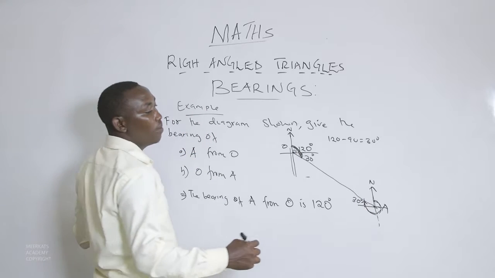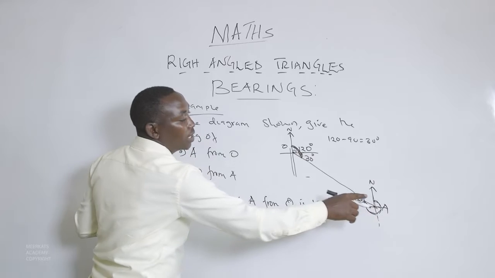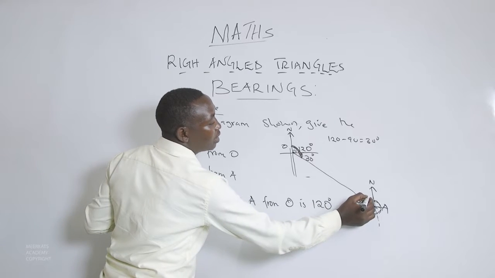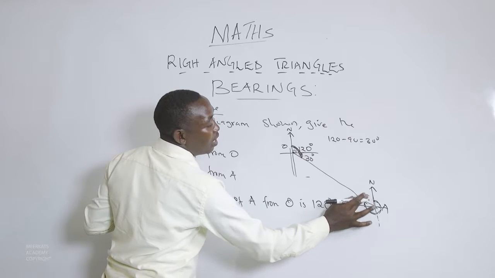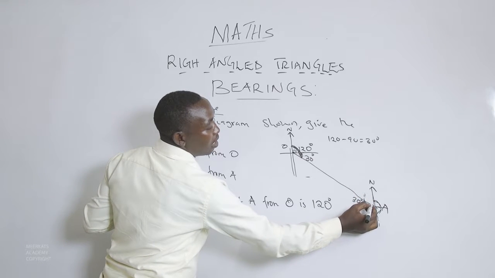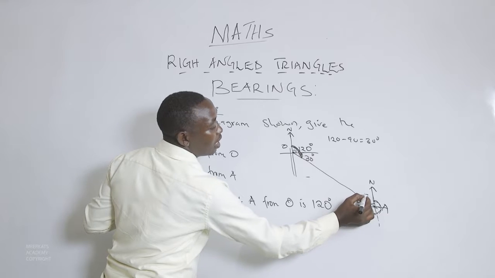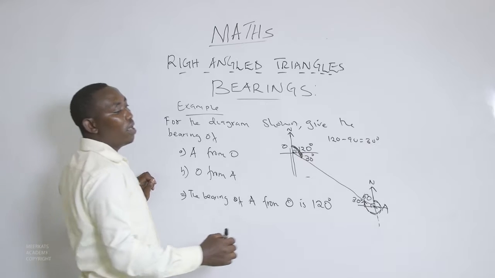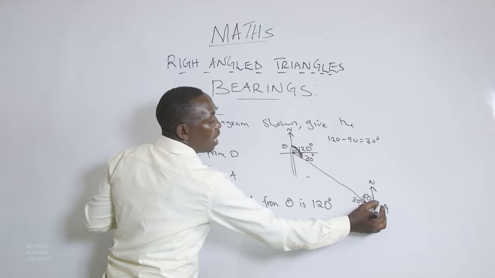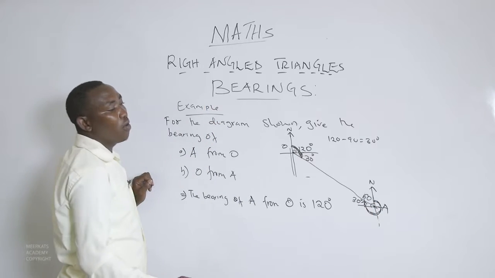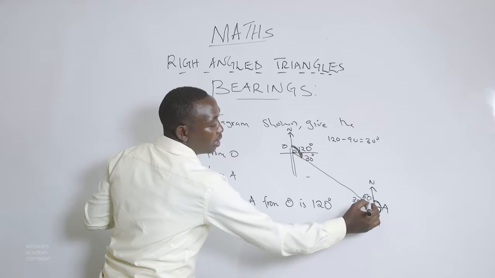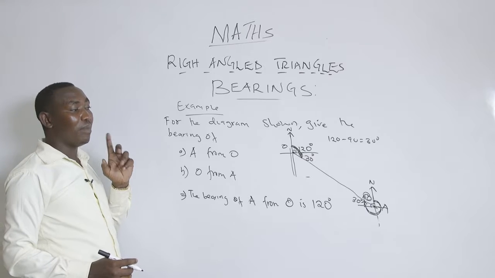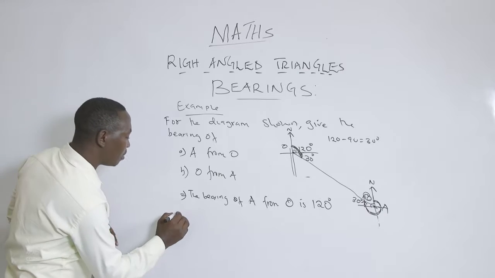Or alternatively, we can take angles at a point, which is 360 degrees, and subtract this angle that has not been taken care of. Given that this is 30 and that is 90 degrees, this other angle will be 60 degrees. Therefore, the bearing of point O from A will be 360 subtract this one, which will leave us with 300 degrees.